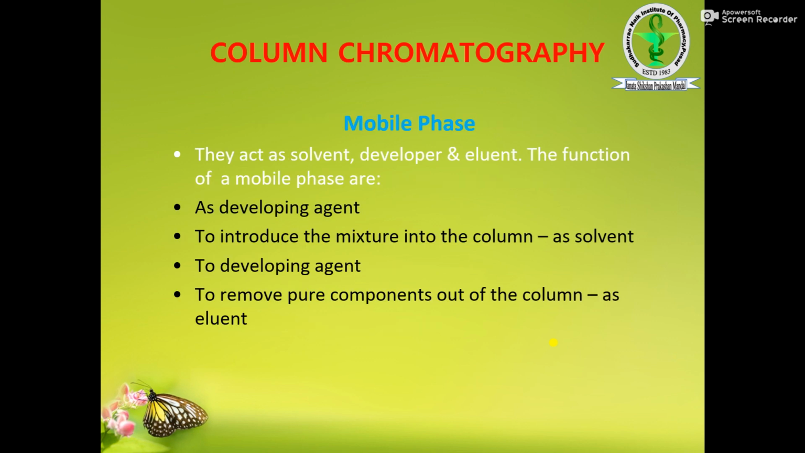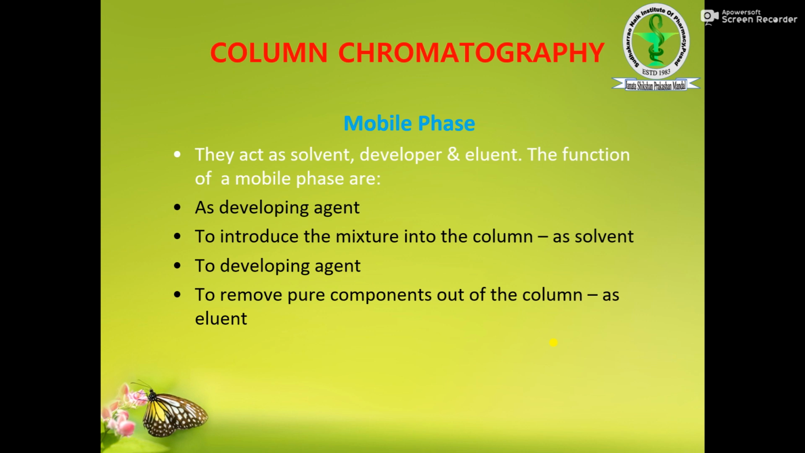Then the mobile phase. It acts as a solvent, developer and eluent. We already know the mobile phase travels, takes the sample, passes it over the adsorbent, and tries to separate out the components. As a developing agent, it introduces the mixture into the column.